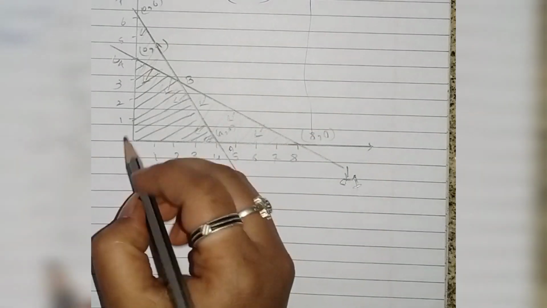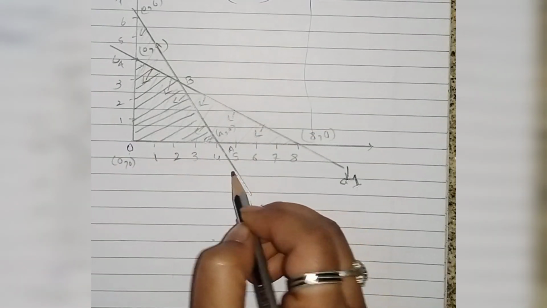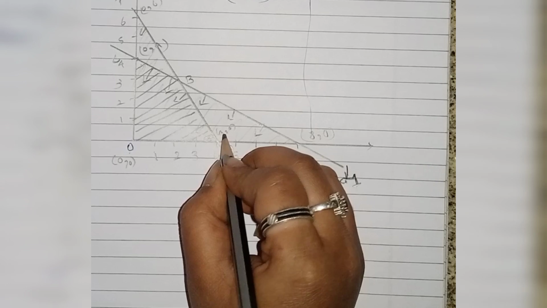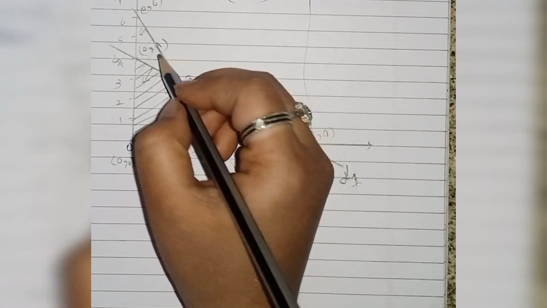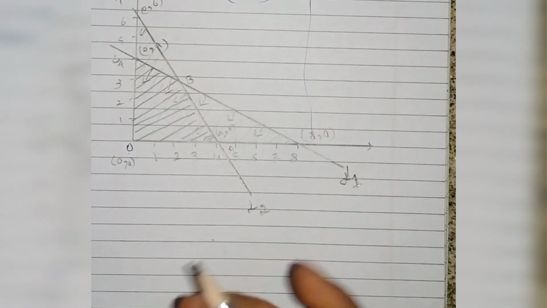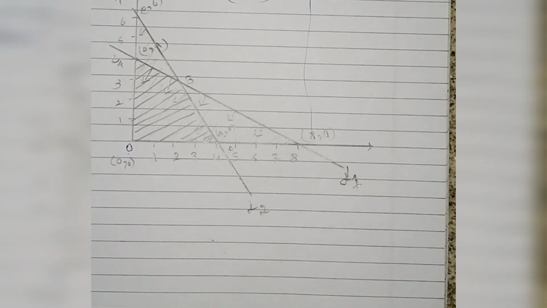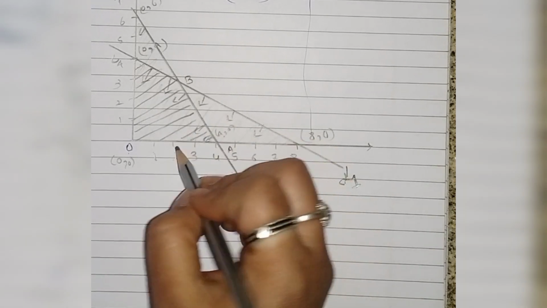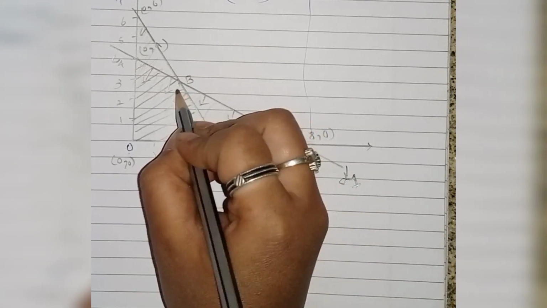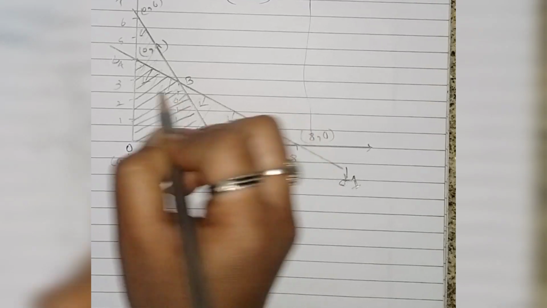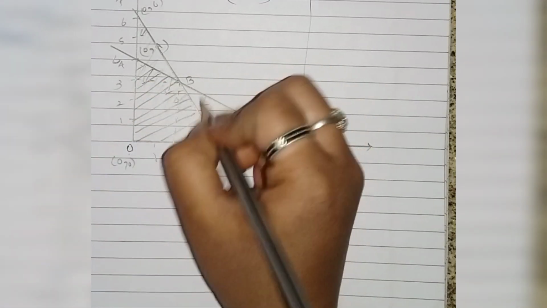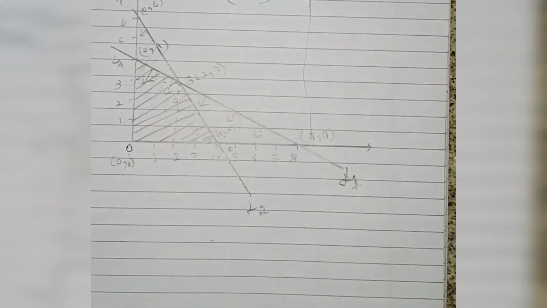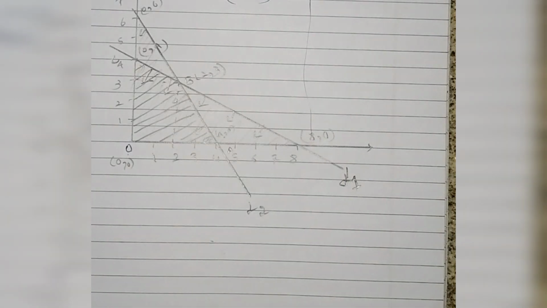Now there are 4 points: O, A, B, C. O is 0, 0, A is 4, 0, B we have to find, and C is 0, 4. If we have used a proper graph, we would have got it directly. And even here, we are getting it directly. See, draw a line like this. So it is 2, 3. But how do we get it theoretically?